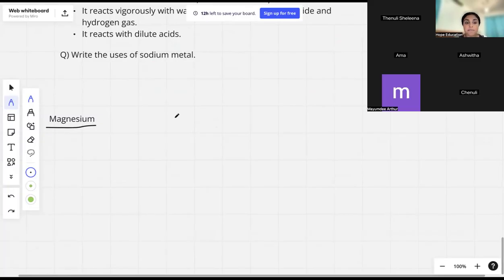And also magnesium comes as a roll. So in your textbook also there's a picture on page 68. At the very top there's a picture of magnesium that comes as a roll, right?